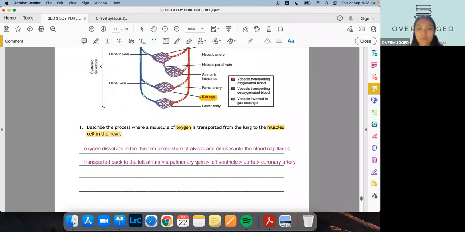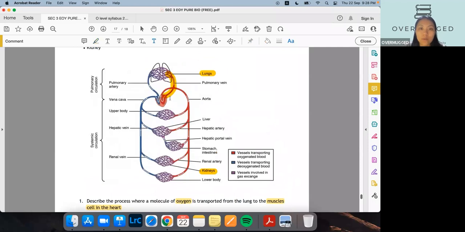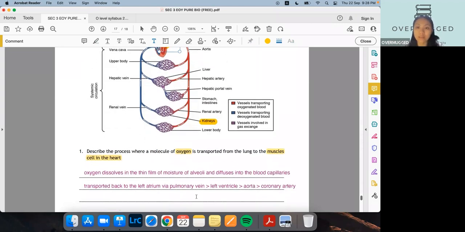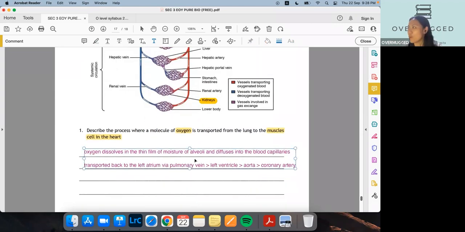Okay, pulmonary vein, then left atrium, left ventricle, aorta, and then in this case it's a special case because it branches back to the heart via the coronary artery. Okay, so this is the answer. Take a picture quickly. Let me move on to the next question.